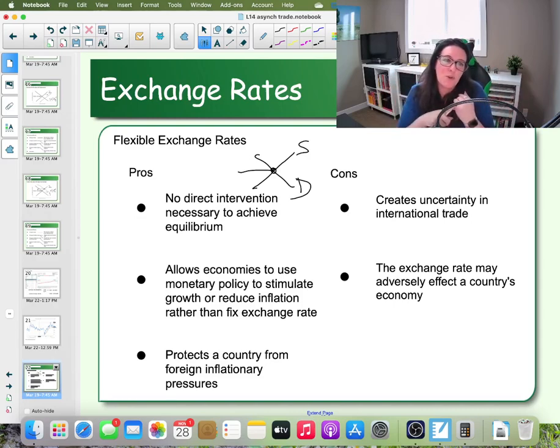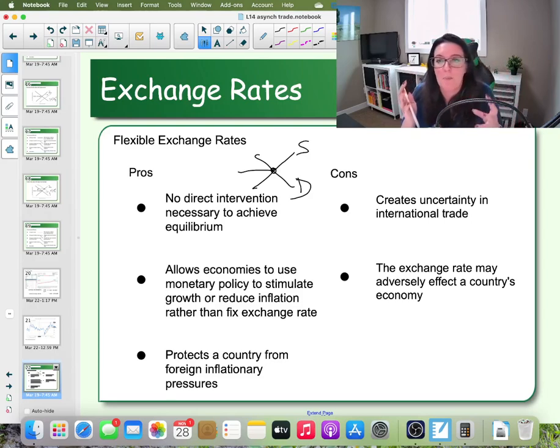So pros, no direct intervention. If we have flexible, we can keep our monetary policy for stimulus and reduction of inflation. We can protect against the inflationary pressures. Downside, a purely flexible exchange rate has that uncertainty and volatility, and the exchange rate may be a rate that is not advantageous for our trade.